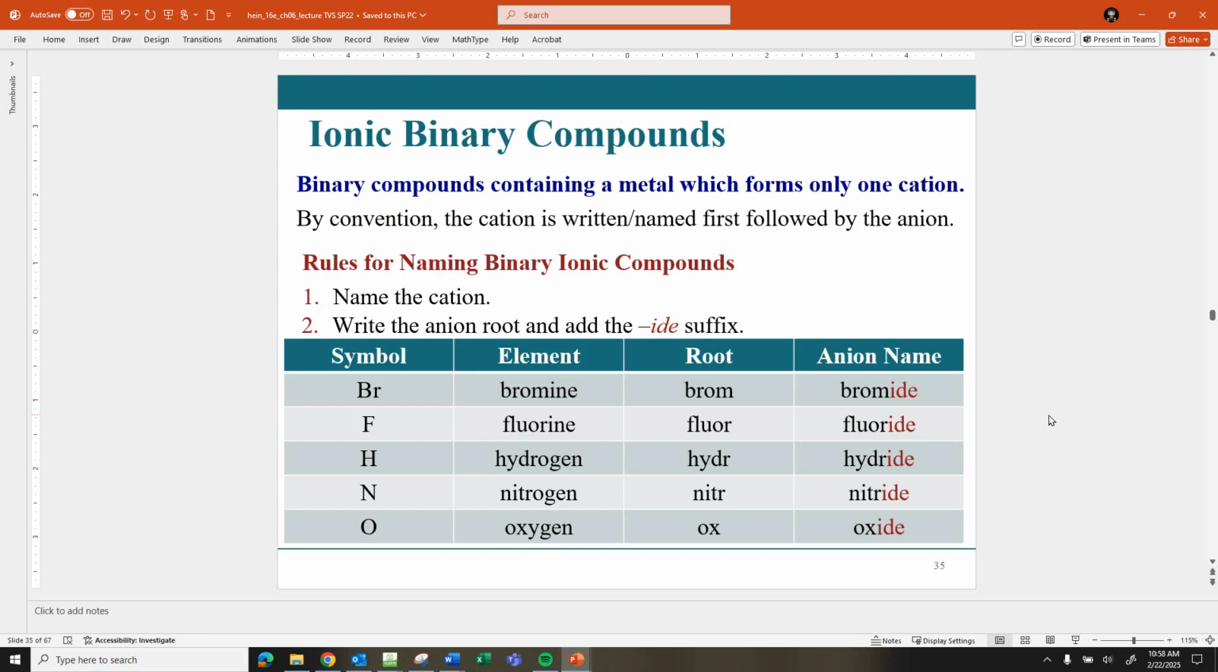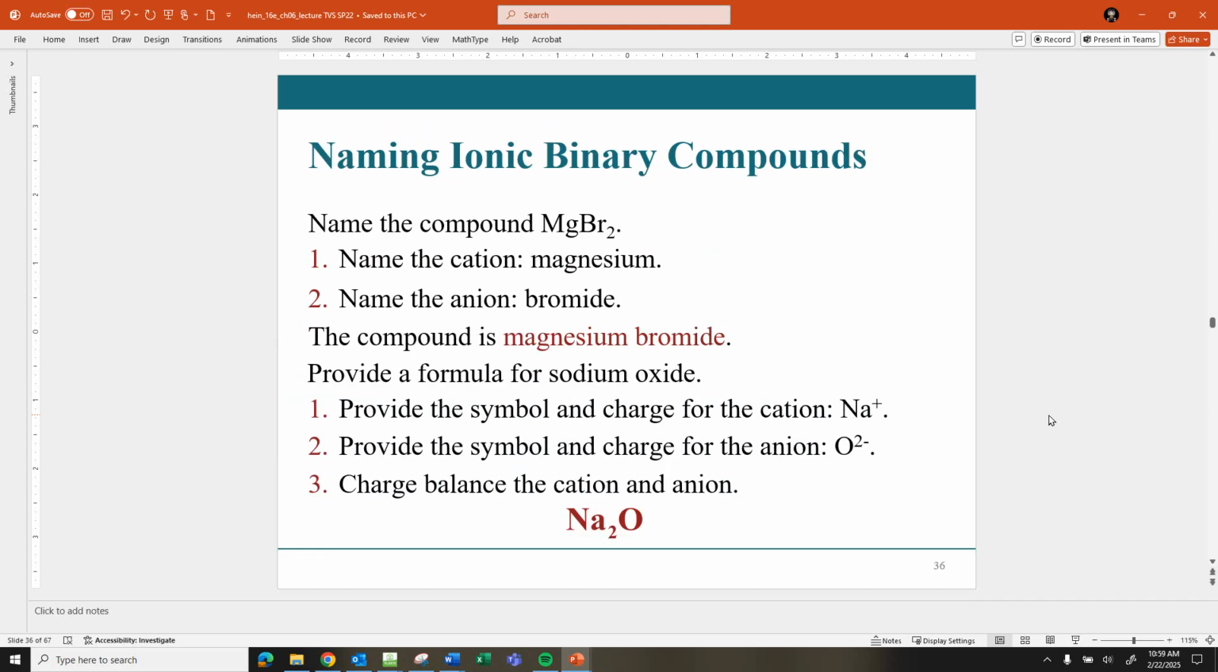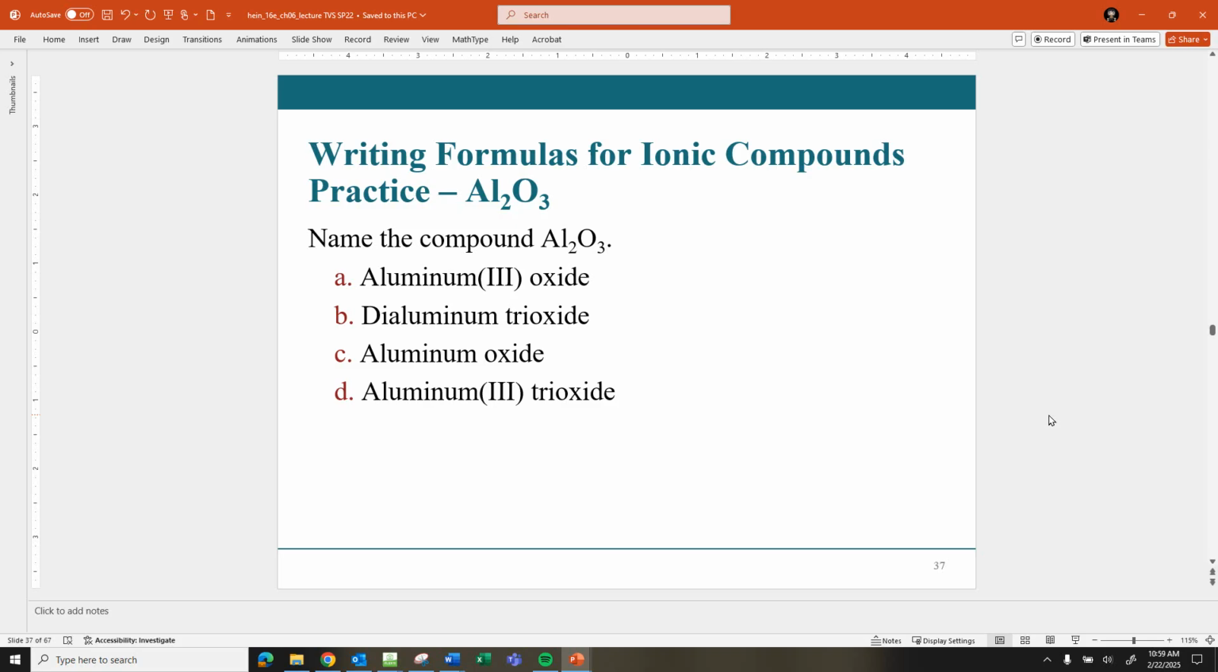Here's some examples of how to write nonmetals again with the IDE ending. And these are the rules. Again, this will be on your flowchart. Here's examples and the rules. And then here's some practice. So, writing formulas for ionic compounds.